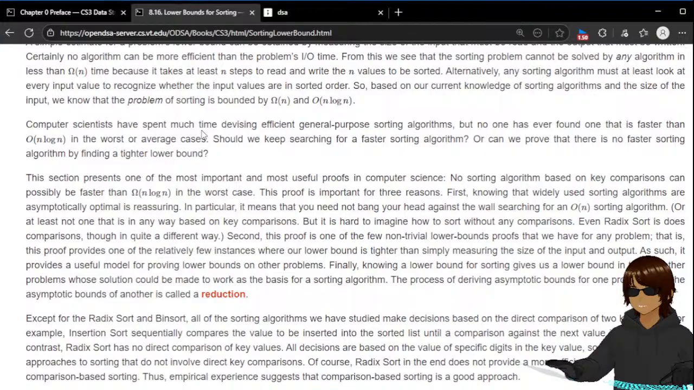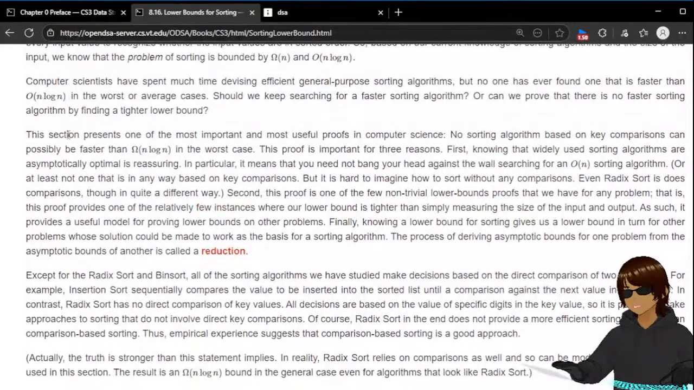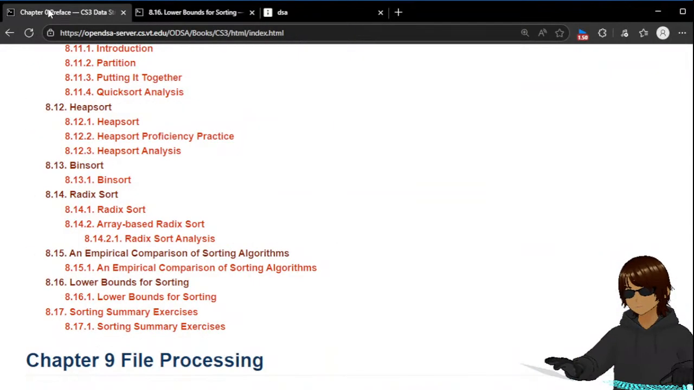Computer scientists have spent much time devising efficient general purpose sorting algorithms, but no one has ever found one that is faster than O n log n in the worst and average case. Should we keep searching for a faster sorting algorithm, or can we prove that there is no faster sorting algorithm by finding a tighter lower bound? This section presents one of the most important and most useful proofs in computer science. No sorting algorithm based on key comparisons can possibly be faster than omega n log n in the worst case.